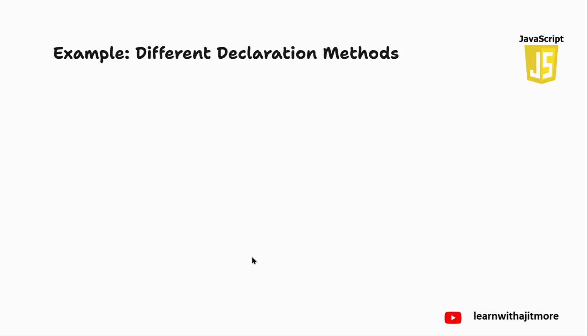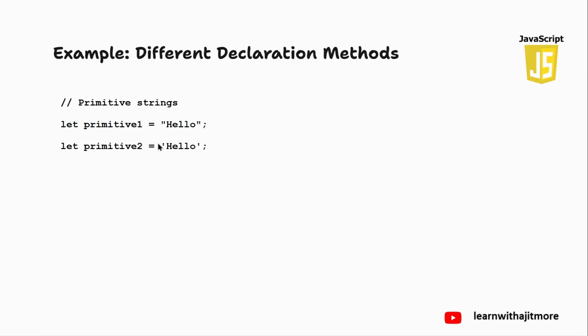But we'll find out what it is and some of its applications. Then we'll take some examples of different declaration ways of string. First, by using string literal, meaning creating a string without using new. So let primitive1 equal to double quote hello, primitive2 single quote hello or backtick.